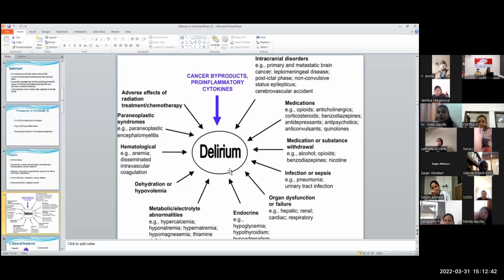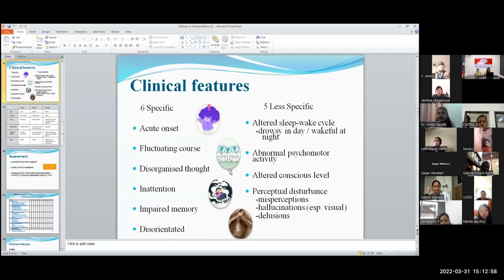Delirium can also be because of some physical symptoms like constipation or urinary retention. So there are a number of causes of delirium. All of these reversible causes should be reversed when we are talking about delirium.